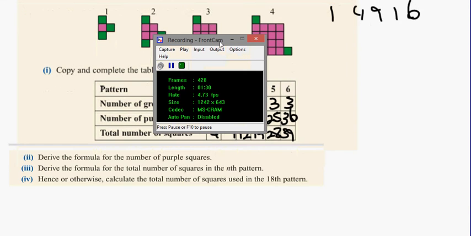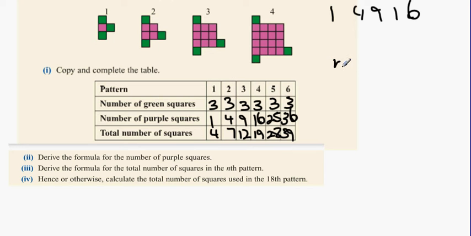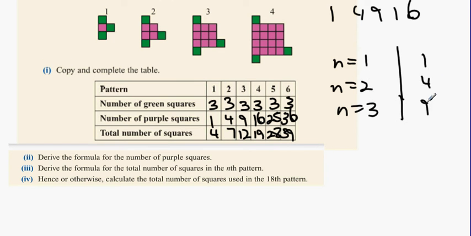Next it's saying derive the formula for the number of purple squares. Well, when n equals 1, the total of purple squares is 1. When n equals 2, it's 4. When n equals 3, it's 9. The gist is that the number of purple squares is basically n squared, the term, whichever term it is, squared. So in the last one there are 36 purple squares. Now every single time we square this we have to add on 3, because this 3 is a constant. That's for the total number of squares, so that's going to be n squared plus 3.